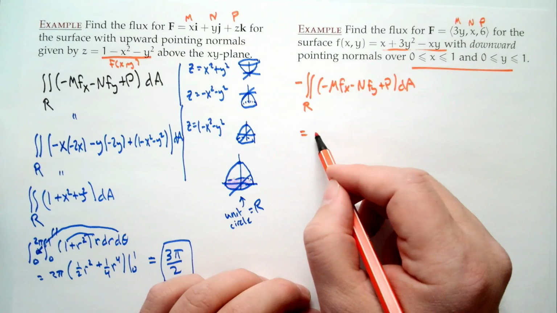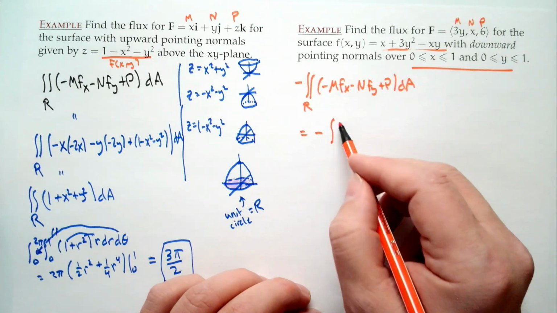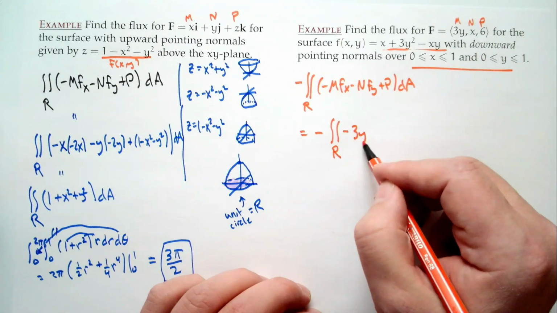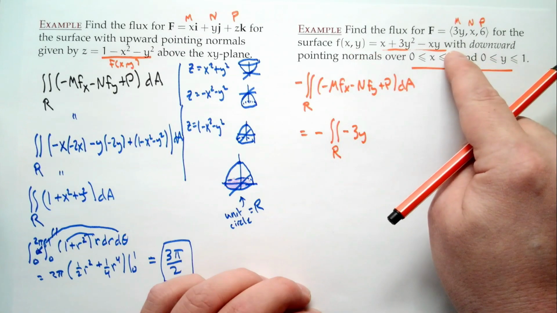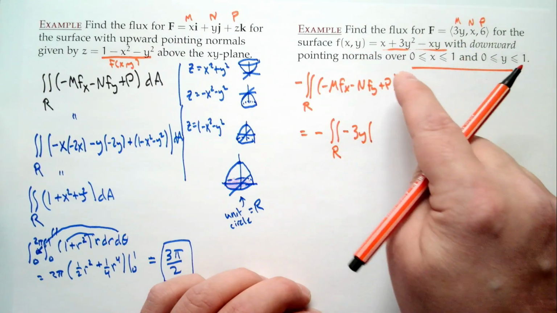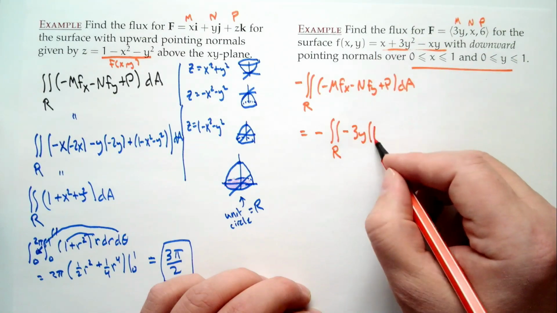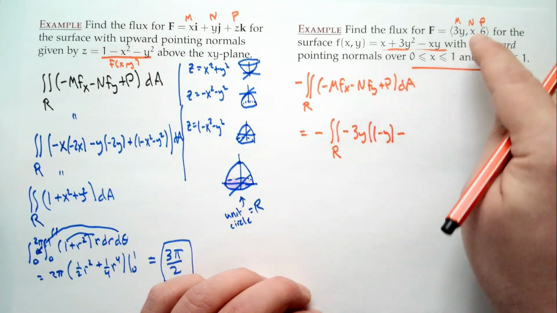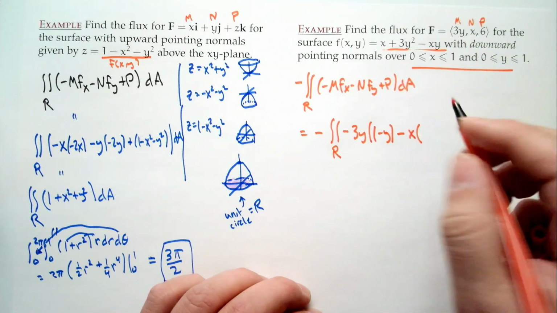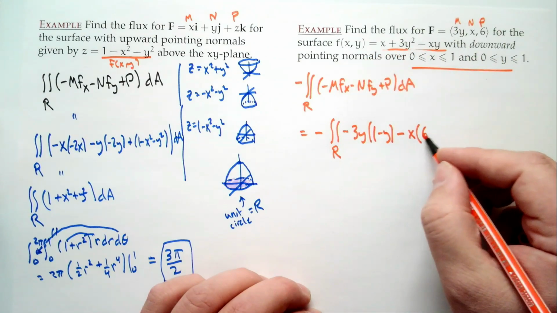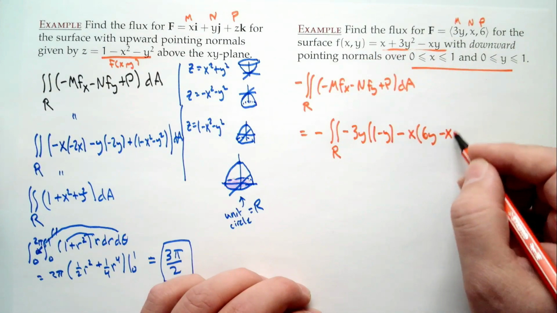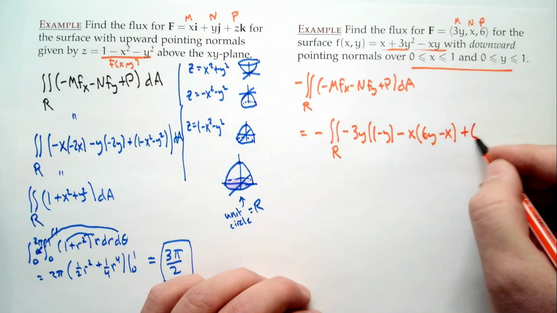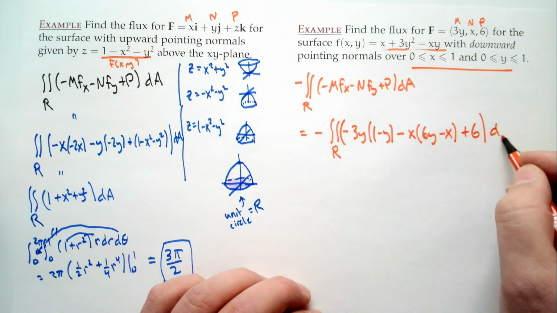So this is going to be equal to minus, well, all right, integral over our region. Let's see what this becomes. Minus M, so that's 3y, times f_x, what does that become? Well, 1 minus y. Minus N, which is x, times f_y. Well, that's 6y minus x. And then plus P, well, which is plus 6. All right, so there's our integral, dA.